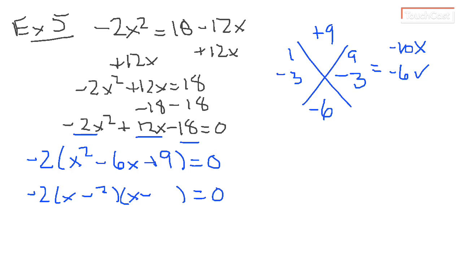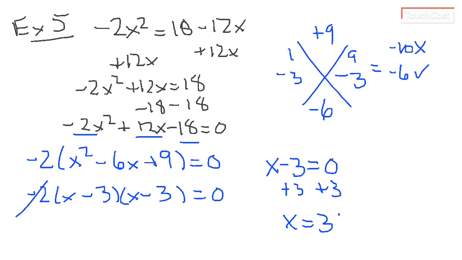So we're going to have an x minus 3 and an x minus 3 times negative 2 is equal to 0. Now, here's the thing with this negative 2, we don't have to worry about that when we're solving. And since we've got two x minus 3's, we're just going to set x minus 3 equal to 0 once. So we're going to add 3 and find that x is equal to 3. So in this case, we just have one answer, and that's 3.